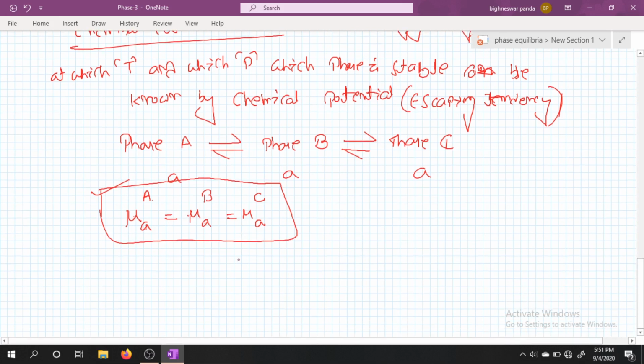So after this we are going to derive the Gibbs phase rule, that is, degree of freedom is equal to number of components minus phases plus 2.